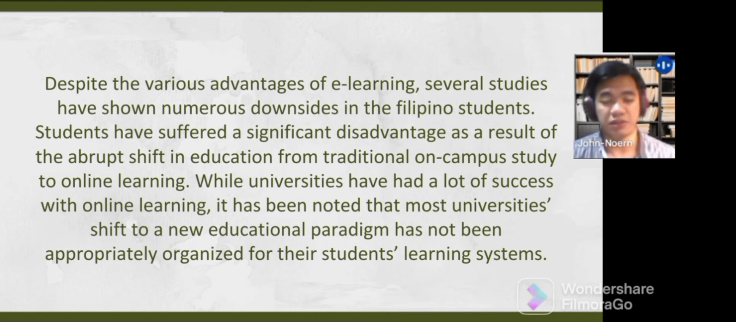Despite the various advantages of e-learning, several studies have shown numerous downsides for Filipino students. Students have suffered a significant disadvantage as a result of the abrupt shift in education from traditional on-campus study to online learning. While universities have had a lot of success with online learning, it has been noted that most universities' shift to a new educational paradigm has not been appropriately organized for their students' learning systems.